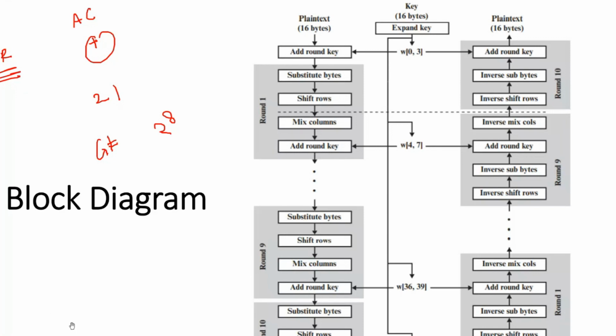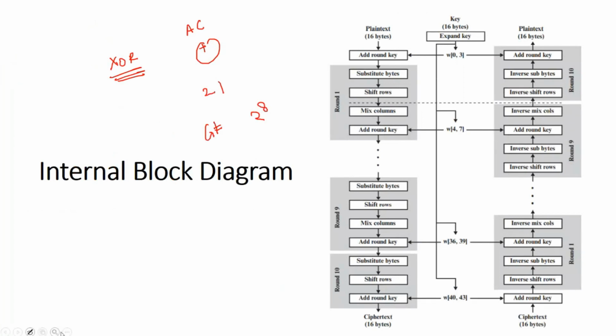कौन सा operation? यहाँ पे diagram में देखो आप. That undergoes some sort of operation. That is this one. Substitute bytes, shift rows, mix column, and add round key again. So this constitutes one round. This constitutes one round. ऐसे करते करते कितने rounds होंगे? Round 9 तक same operations perform होंगे. If you see this diagram.